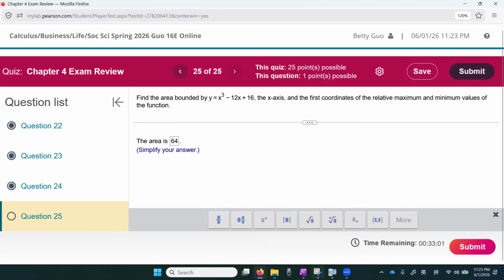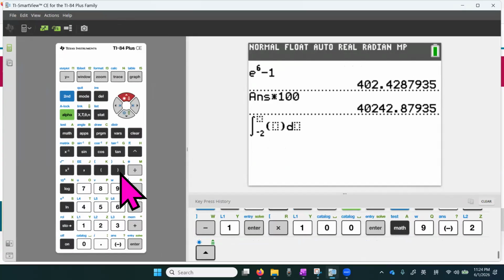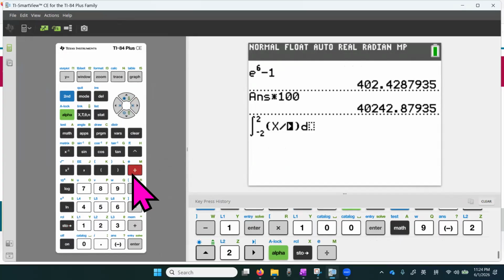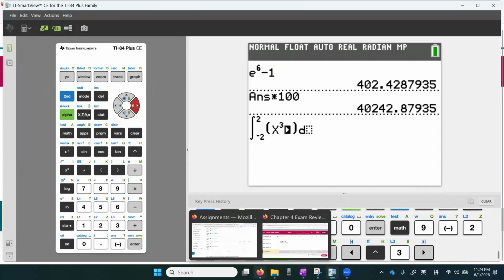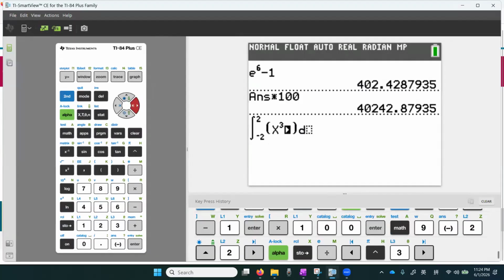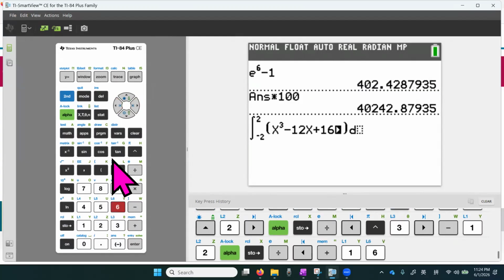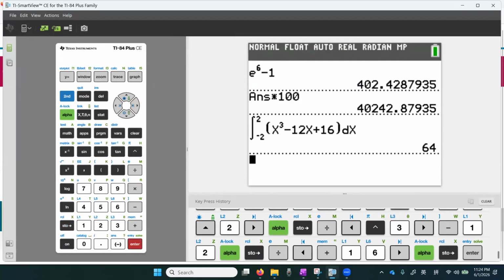Let me double check. X cubed minus 12x plus 16, minus 12x, plus 16. Yeah, 64.